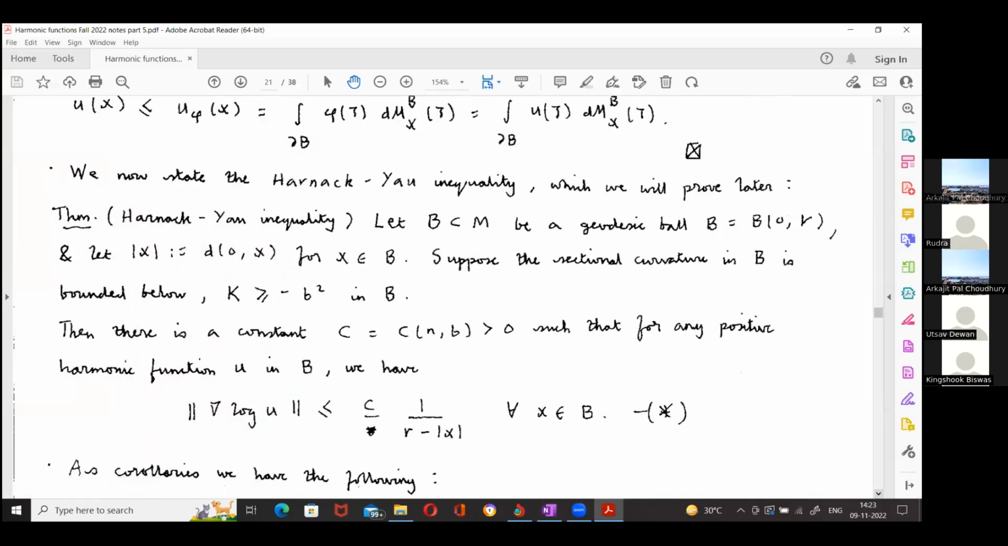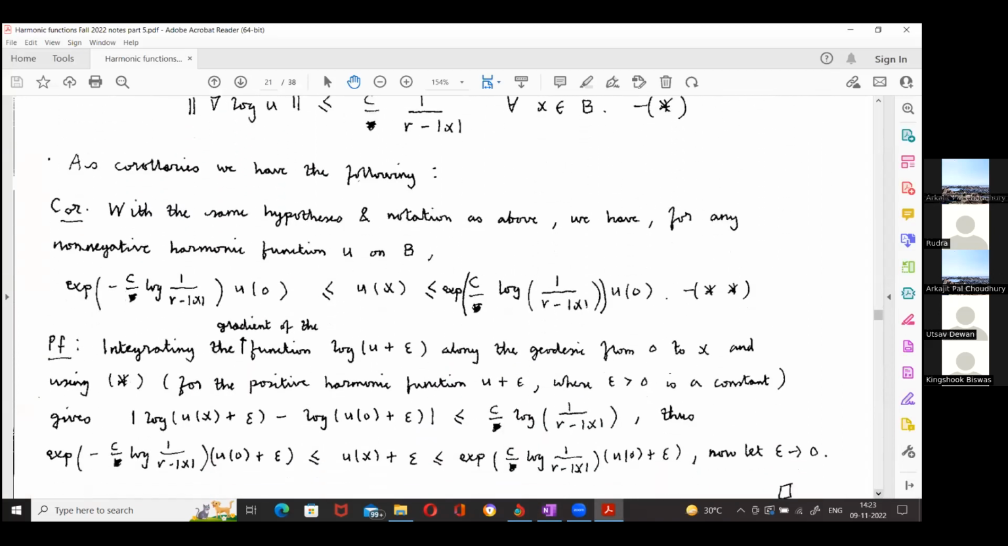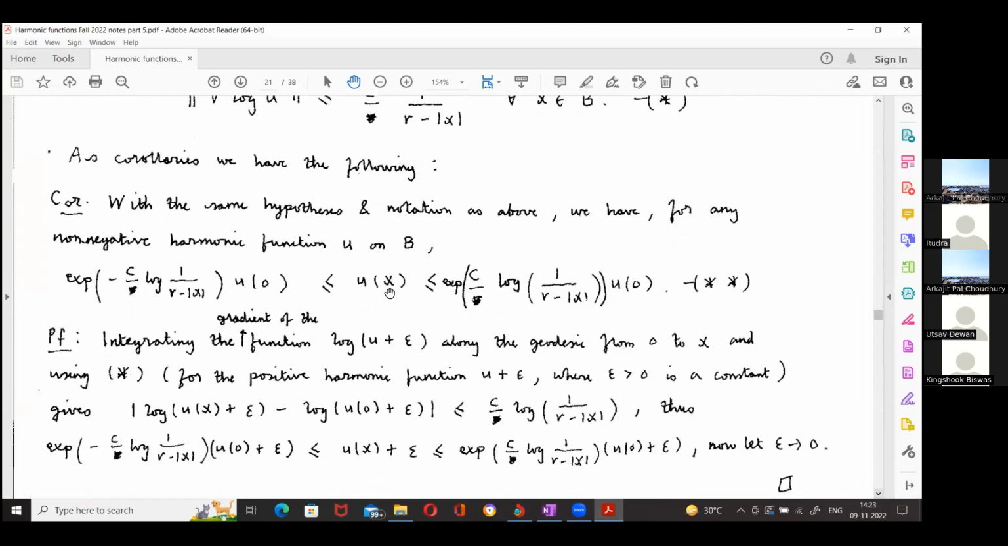As a corollary, we get the following Harnack inequality, with the same hypothesis and notation as above. For any non-negative harmonic function u on B, u(x) is less than or equal to e to the c times log 1 over (r minus mod x) times u(0), and greater than or equal to e to the minus c times log 1 over (r minus mod x) times u(0). So this is like the classical Harnack inequality.